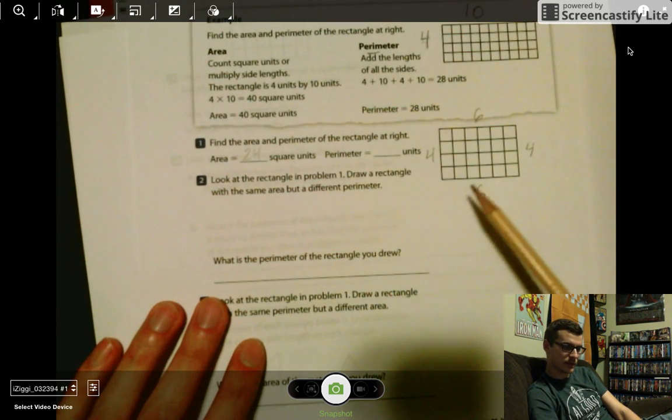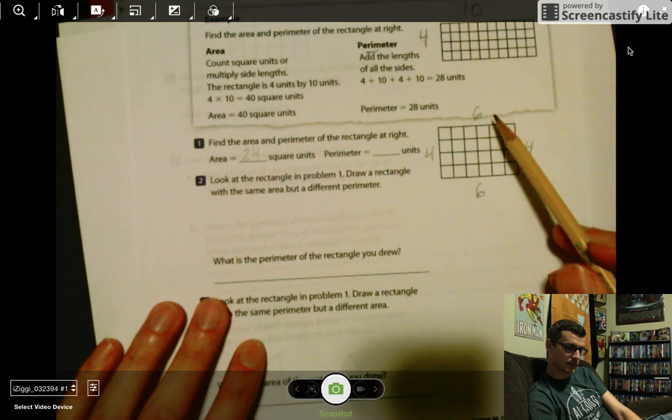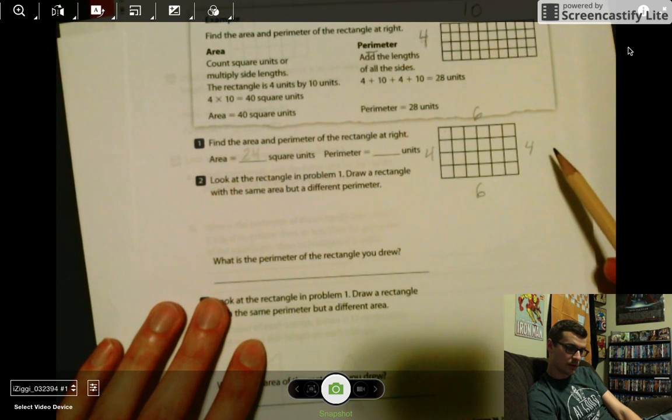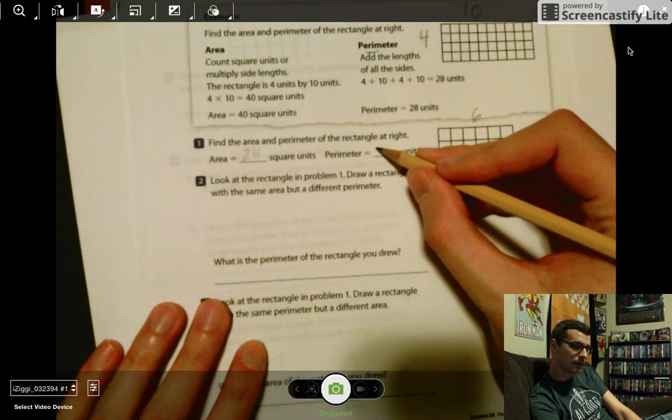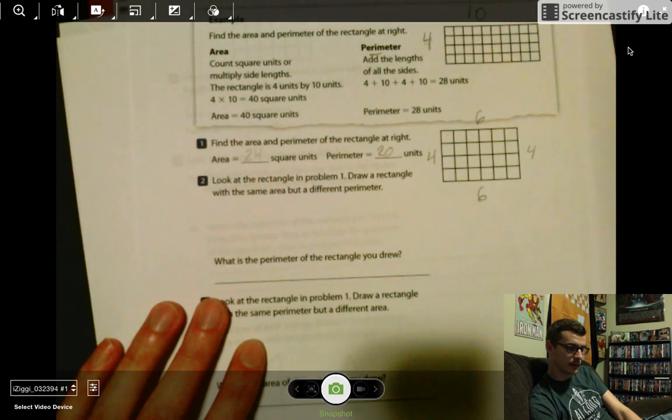Perimeter is going to be 6 plus 6 is 12. 4 plus 4 is 8. 12 plus 8 is going to give me 20 units.